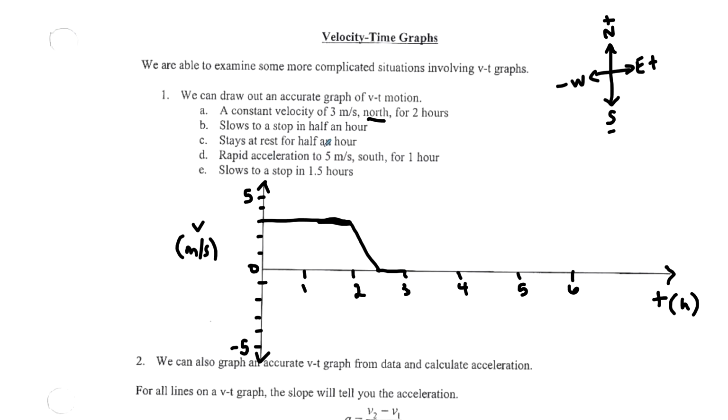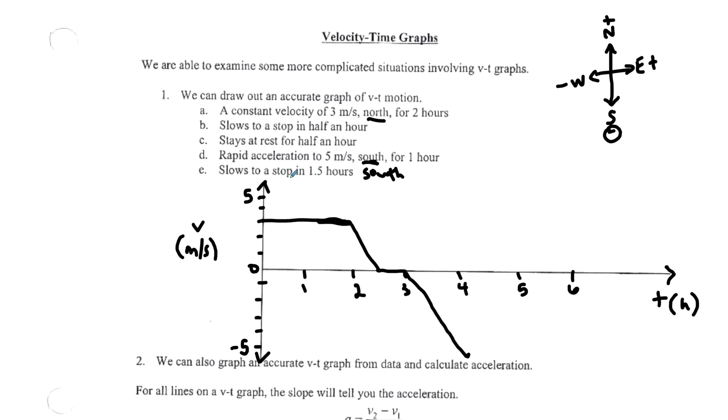Rapid acceleration to 5 meters per second south, so that's a negative direction, for 1 hour. So between 3 and 4 hours, I need to get to the negative 5 meters per second. So I'm speeding up in the negative direction to negative 5 meters per second. And then it doesn't say I've switched directions, so I'm going to assume I'm still going south here.